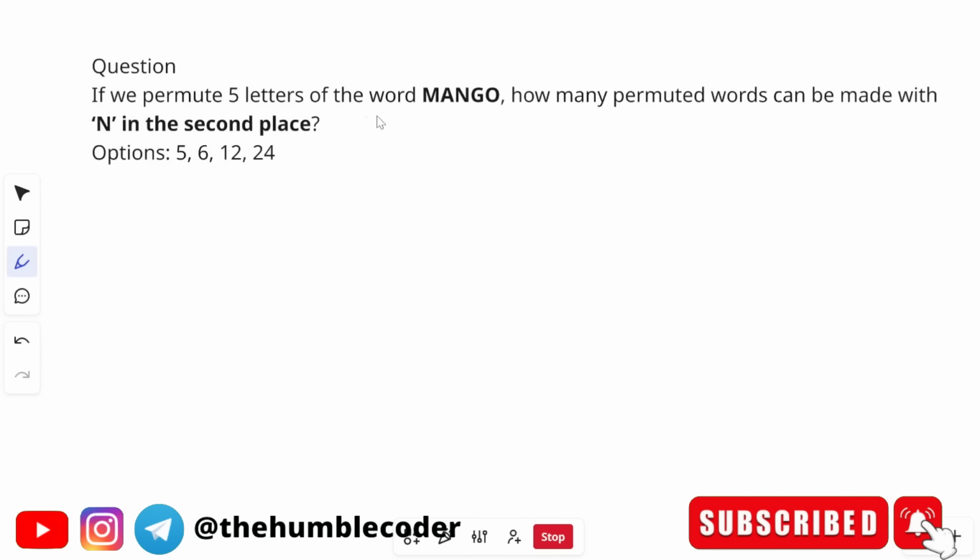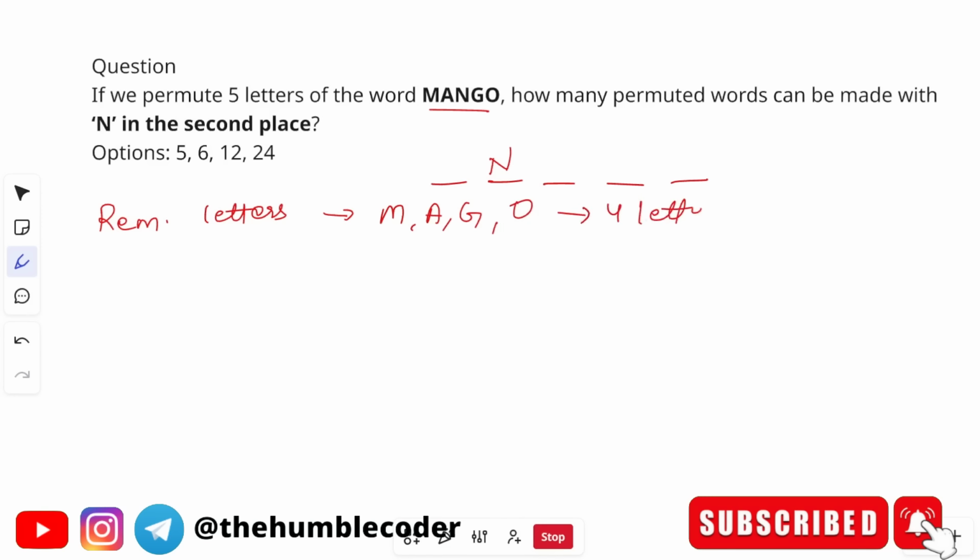See guys, word mango has 5 distinct letters, M A N G O, there is no repeating, and the condition that is given to us is, positions 1 2 3 4 5, that N should be there on the second place, right? So what are the remaining letters? The remaining letters are M, A, G and O, which is 4 letters, right? Now these 4 letters can be arranged in the remaining 4 places that we have.